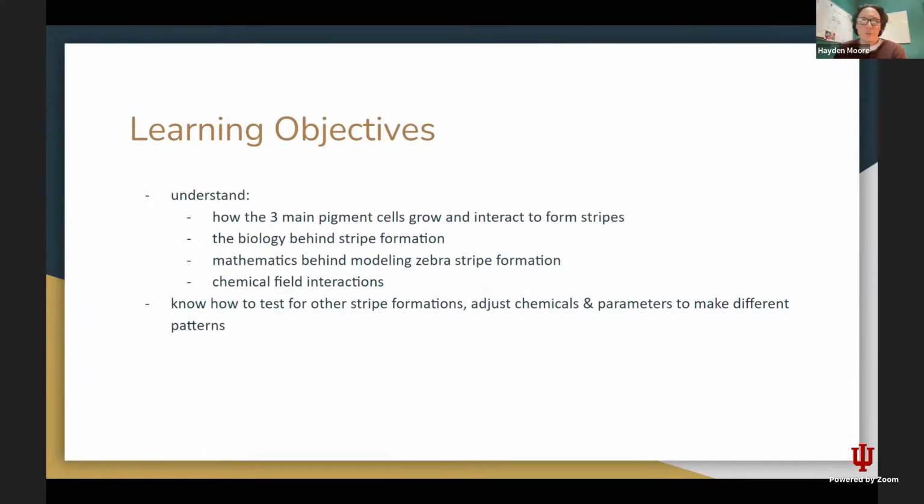So for our learning objectives, what we want to do is to understand how the three main pigment cells of zebrafish stripe formation grow and interact to form these stripes and their patterns. So for that, we want to know the biology behind stripe formation. And to model it, we need to know the mathematics behind modeling such stripe formation and how any chemical field interactions come into play. And then we also want to know how to test for stripe formations, and adjust those interactions and parameters to make different patterns.